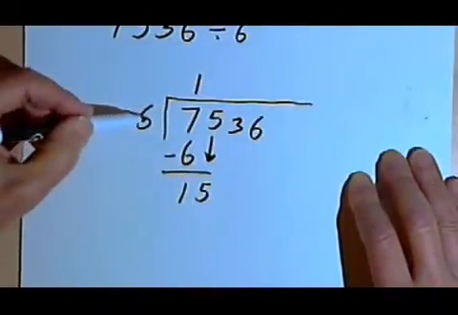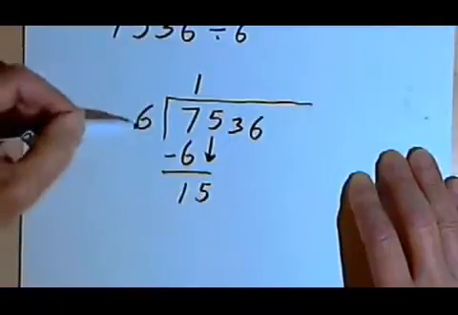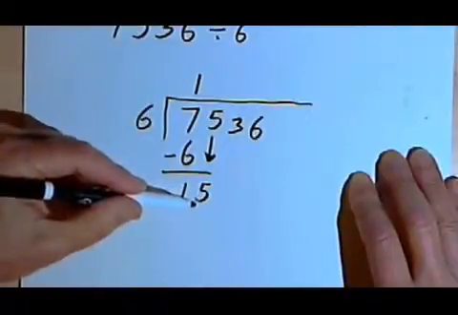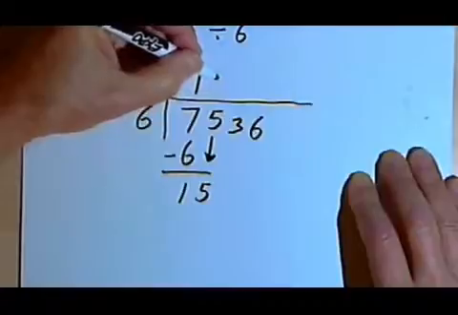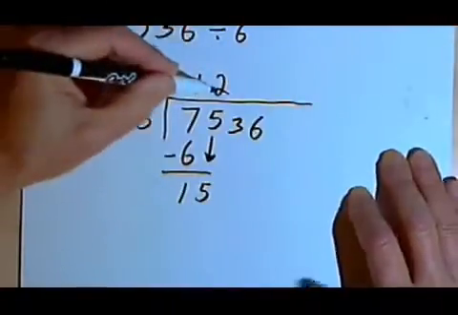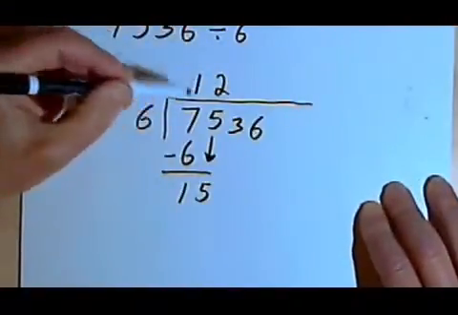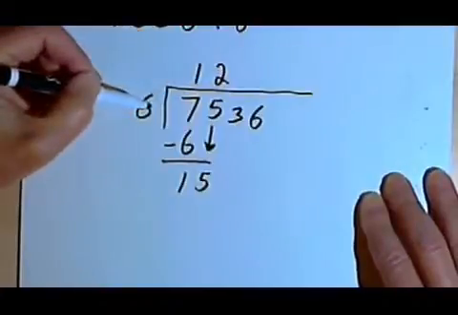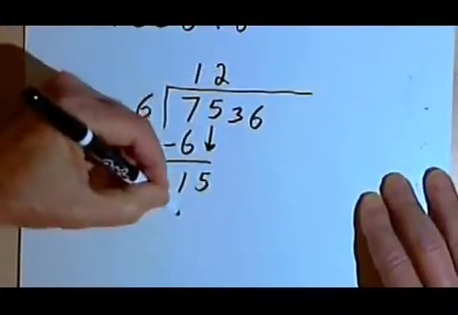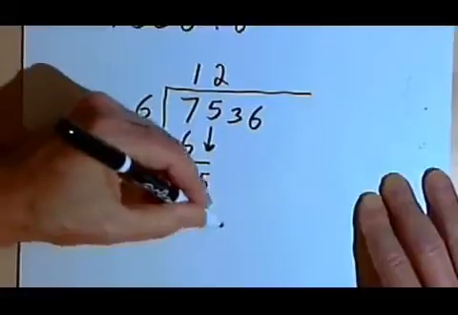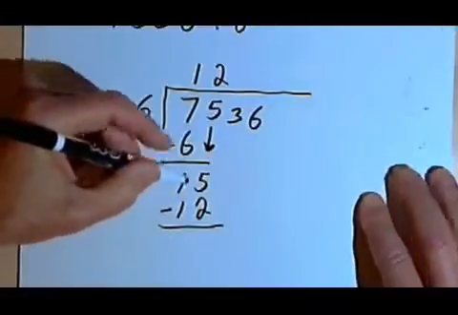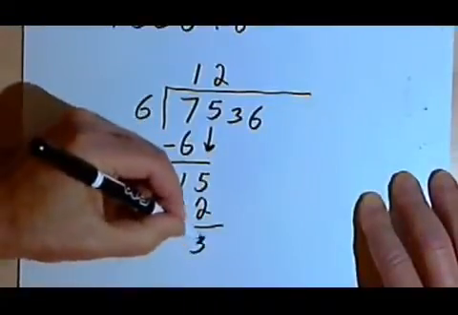I divide the 6 into the 15. 6 goes into 15 two times. So I'll write a 2 in the next place over the 5 and multiply 2 times 6. 2 times 6 is 12. I'll subtract 15 minus 12. That's 3.